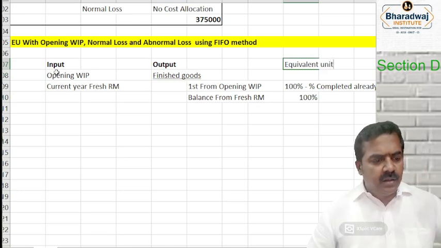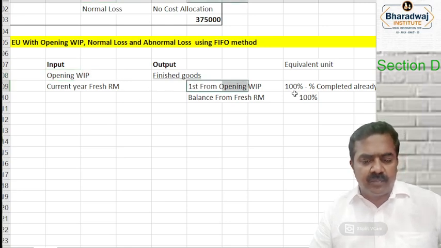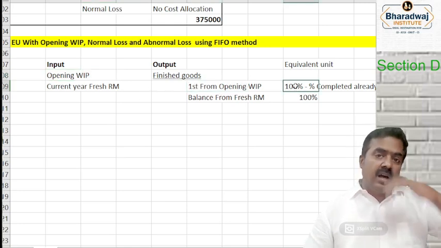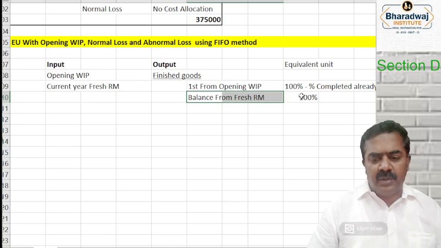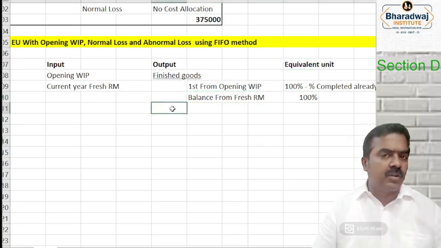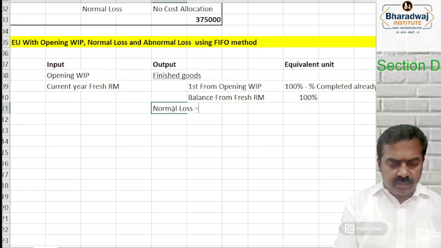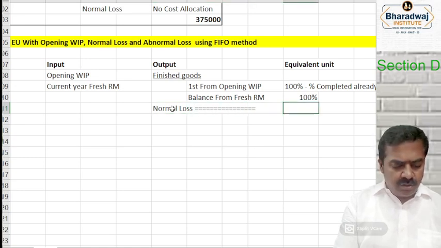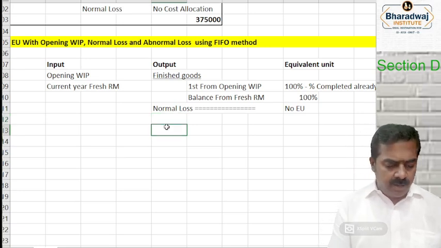I repeat. First we complete opening WIP. Do we do all the work in the current year? No. 100% minus already what is completed. Balance we do in the current year. Current year fresh raw material, we take what? 100% this year. This is about finished goods. What about normal loss? Normal loss, no equivalent unit. Why? No cost is allocated for normal loss.